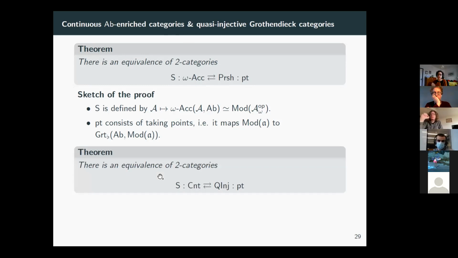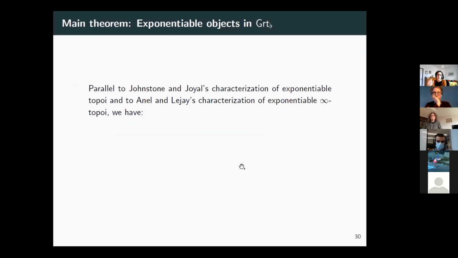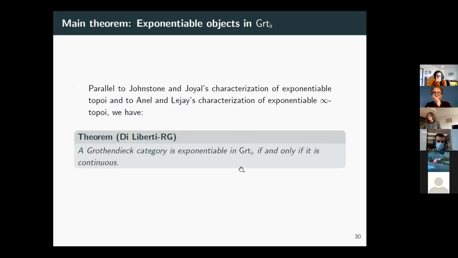And hence, if we take Cauchy completions, we obtain an equivalence between the Cauchy completion of this one, which is continuous categories with a standard presentation, and the Cauchy completion of this one, which is quasi-injective Grothendieck categories. So that's how we obtain the relation between the two. And this will be very useful to finally prove the main theorem, which is the characterization of the exponentiable objects, parallel to the one of Johnstone and Joyal, and also the one for infinity topoi of Henry and Léger.